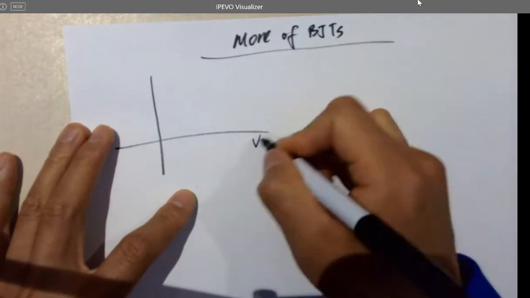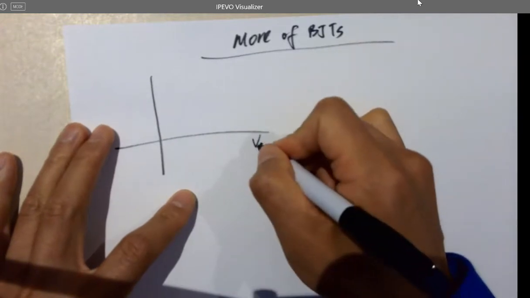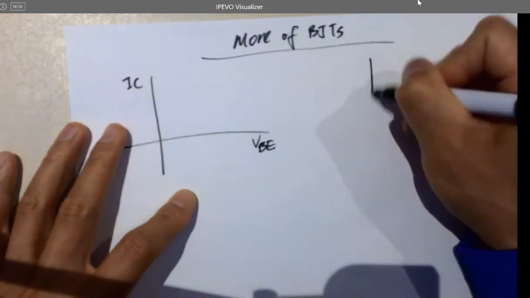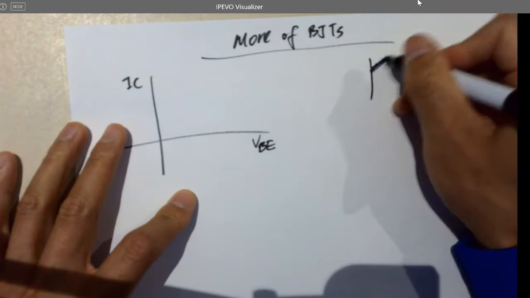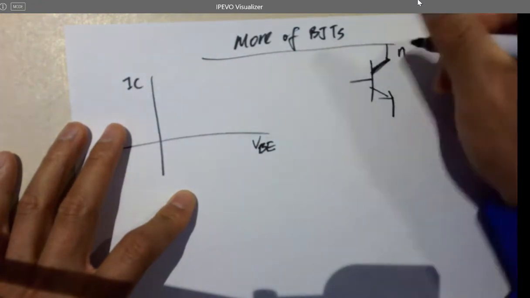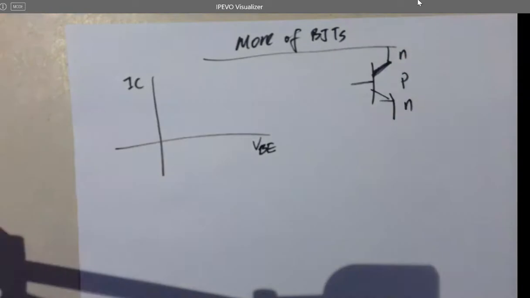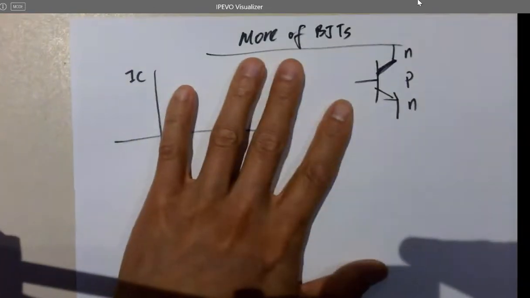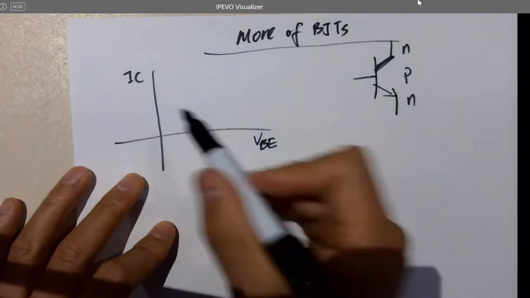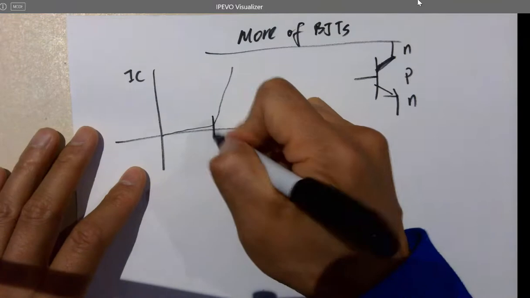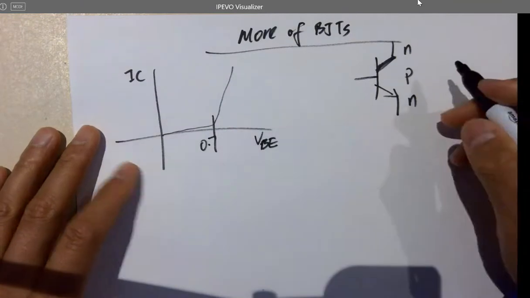If this is VBE, that's IC for this NPN transistor. The curve looks like this, and that's the threshold voltage, usually 0.7 volts.